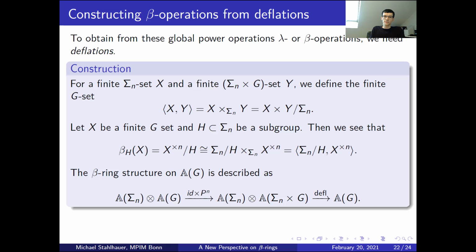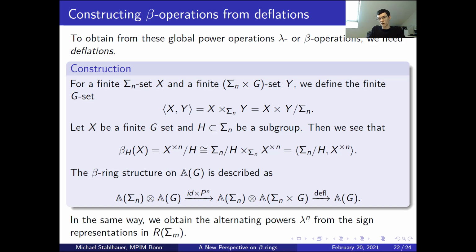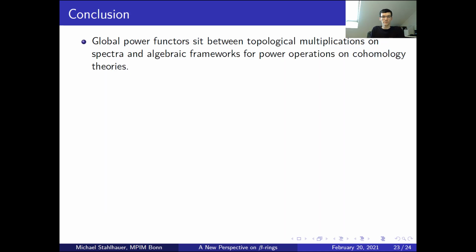Okay, and in the same way, using these sign representations, we can also recover the alternating powers on the representation rings. And so now we come to our conclusion. So we saw that global power functors sit in between the topological multiplication of spectra. So if we have a ring spectrum with some equivariant data, we get a global power functor. And between these and algebraic frameworks for power operations. So from global power operations, we can get back a beta ring or a lambda ring structure.